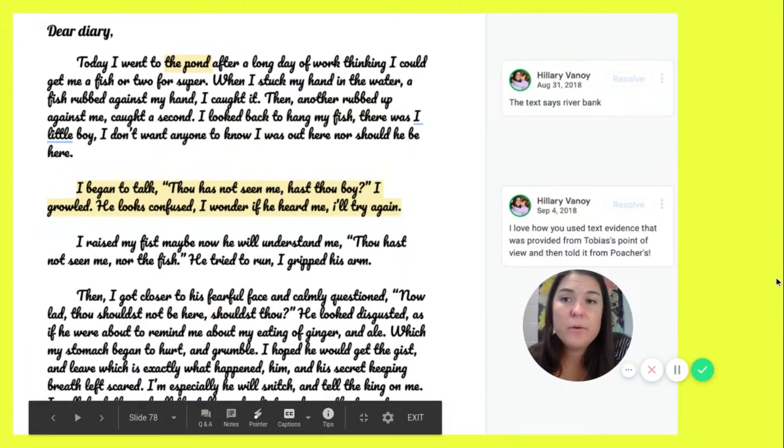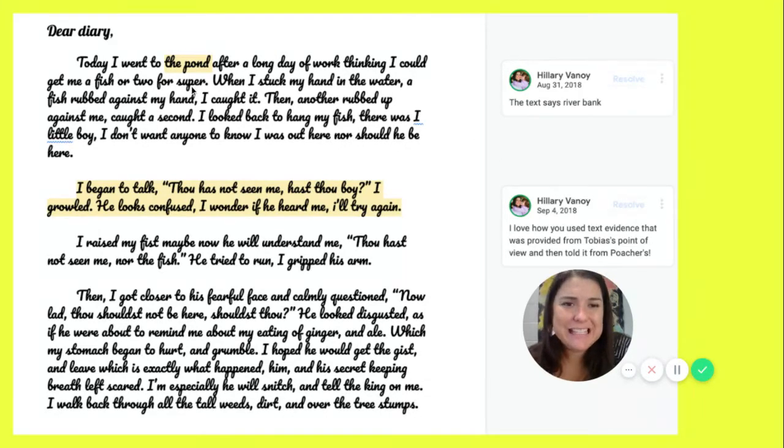Here's another example. This person did a great job. One thing that I noticed was they didn't exactly get the details right. You do have to make some things up to kind of fill in the blanks with the poacher, but you don't want to completely change certain things. Like, this is kind of nitpicky, but it's important. She says, or he says, Dear Diary, I went to the pond after a long day of work. Well, it wasn't a pond.